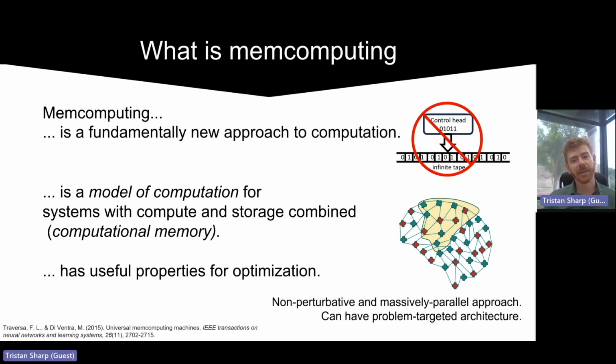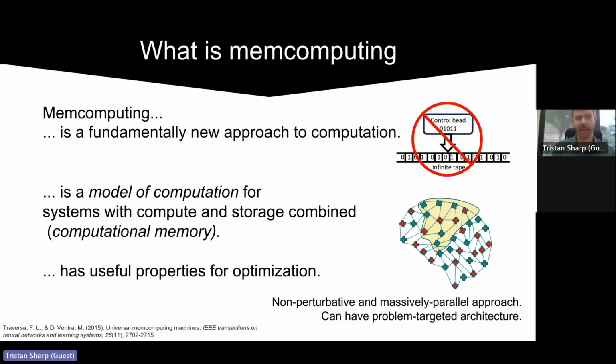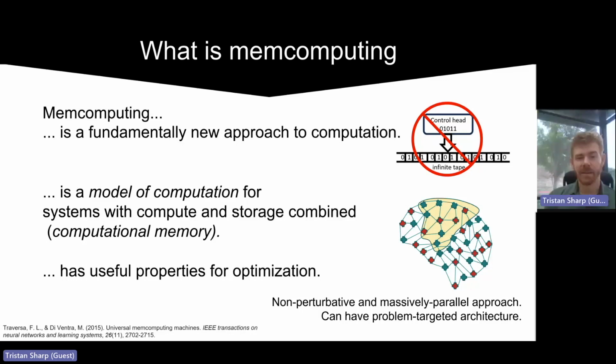So what is MIM computing? Fundamentally, it's a new approach to computation. This diagram at the top right is meant to indicate a complete departure from the Turing paradigm. And it's a model of computation in the scientific sense, where storage and compute are combined, even in the smallest elements. MIM computing has useful properties for optimization. For example, it's a non-perturbative and massively parallel approach. And it gives you the possibility to have a problem-targeted architecture for the problem that you want to solve.